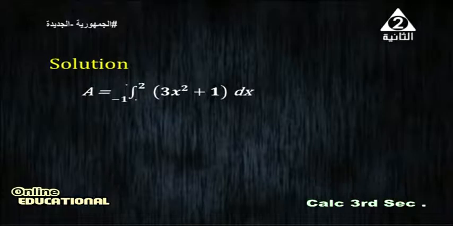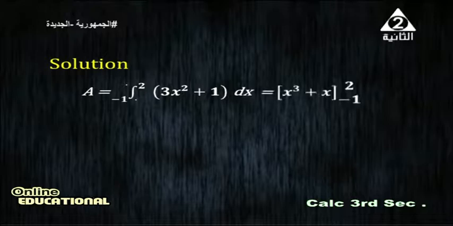Now, what is the integration of 3x² + 1? The integration of 3x² is 3x³ over 3, which equals x³, plus the integration of the constant 1, which equals x, and the definite integral from -1 to 2.